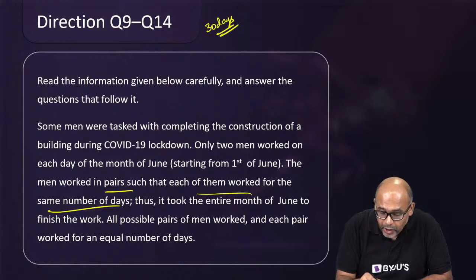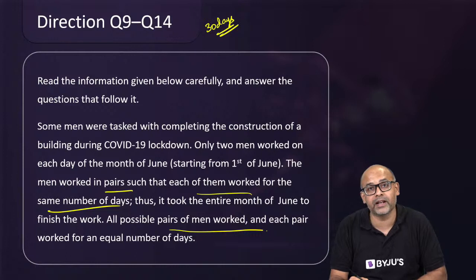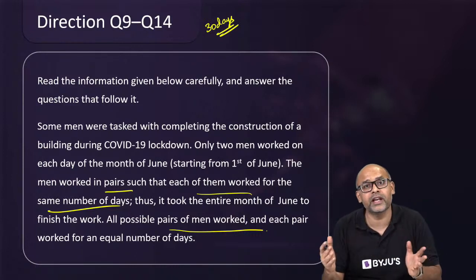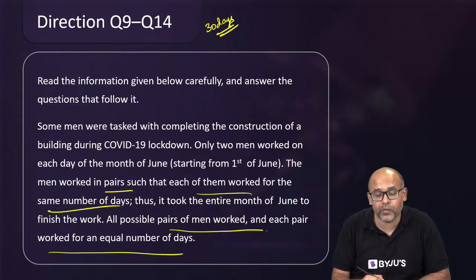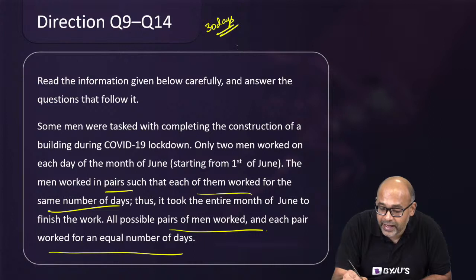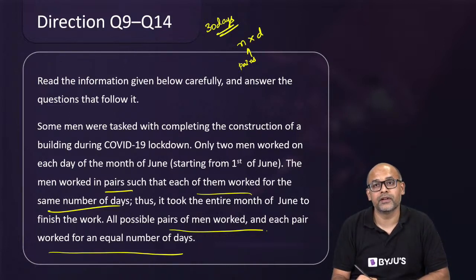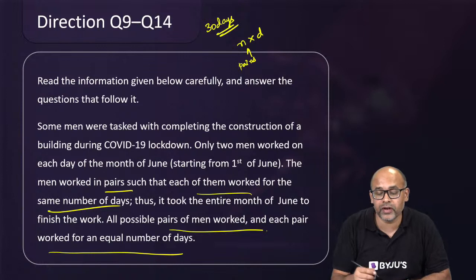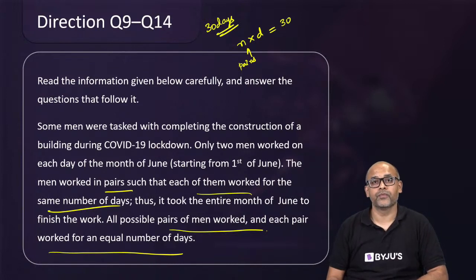Also, all possible pairs of men worked. So first of all, we don't know how many men there are. But however many there are, all possible pairs have worked, and each pair worked for an equal number of days. So let us say the number of pairs is n, and each of them works for d number of days. This should add up to 30, correct?